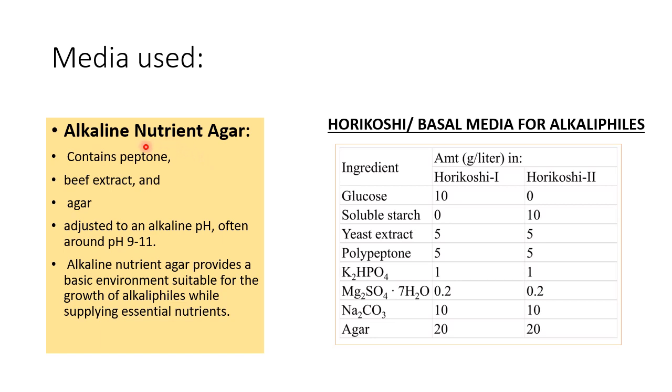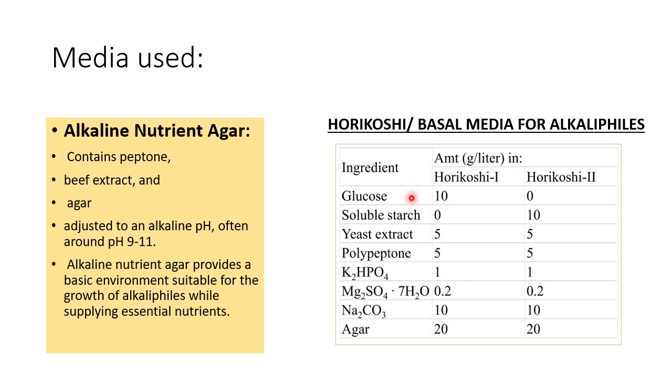Okay, the same composition as nutrient agar, but you can adjust the alkaline pH to 9 to 11 and use it. Now, alkaline nutrient agar provides a basic environment suitable for the growth of alkaliphiles while supplying essential nutrients. You can also add a few of these alkaline salts and adjust the pH. Now, this is the one that is mainly used, that is Horikoshi basal media for alkaliphiles.